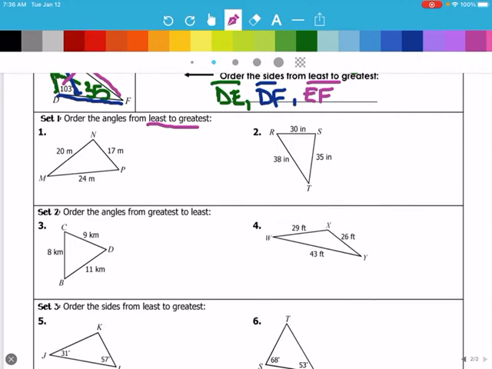Least to greatest, I'm sorting angles, so I'm going to start with my smallest side, which is, in this case, 17 is the smallest number. Directly across from 17 is angle M. The next smallest side would be 20. Directly across from 20 is angle P. And my biggest, 24, is across from N. Okay.